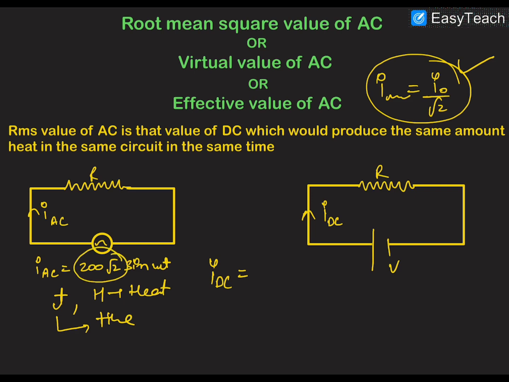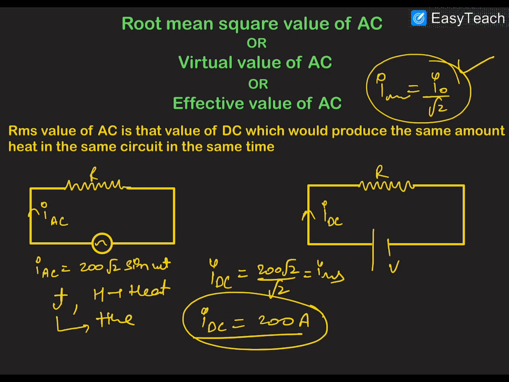Now I naught in this example is 200 root 2, so I naught by root 2 will be equal to 200 root 2 by root 2. So the I DC which I should take should be the RMS value of AC, it should be 200 amperes. So if I pass a 200 ampere DC through this resistance, then it would also produce the same amount of heat in the same time in the same circuit. So this is the definition of the RMS value of AC.